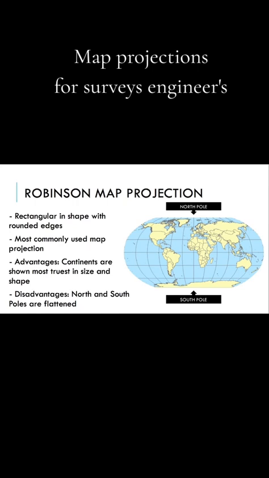And the advantage of this one is that the continents that you see are shown truest in size and shape. So if I was focusing on what the size and the shape of the continents are, this would be the best map projection for me. But one of the disadvantages of this is that the North and the South poles are flattened. So we know in our 3D models of a globe, we have the top and we have the North and the South pole. Here they've kind of flattened out the top, so it's a little bit inaccurate towards the North and the South Pole.